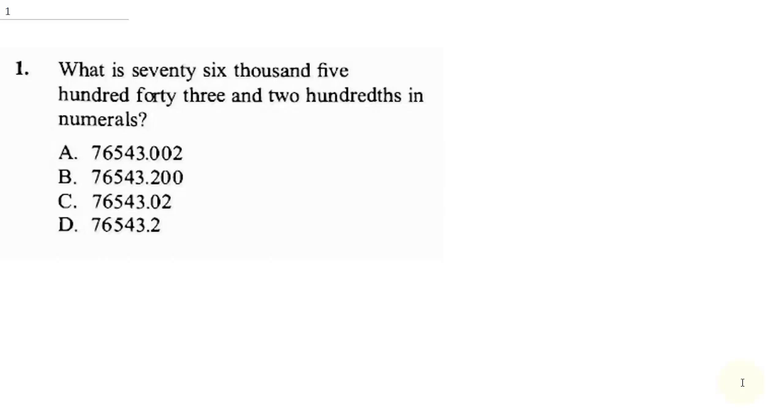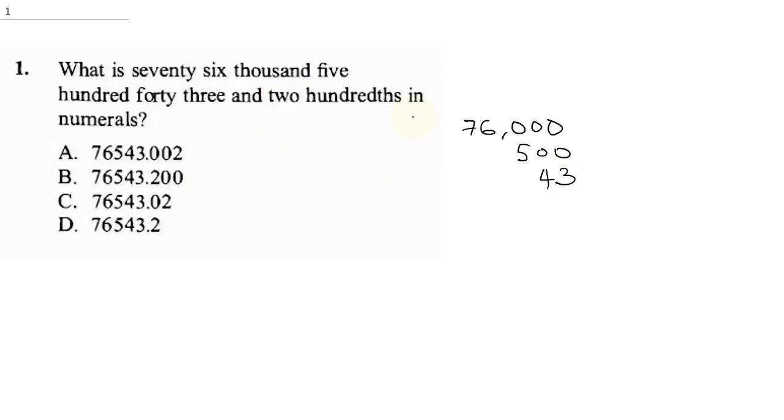Now, question one says, what is 76,543 and 200 in numerals? All you need to do is quietly write out the figures. It said 76,000, so the first thing I'll write out is my 76,000. Now, it said 500, so I'll put my 500. Now, it says 43, so I'm going to write my 43.